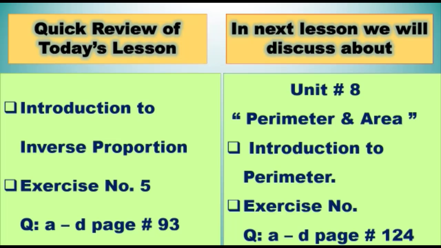Dear students, let's take a quick review of today's lesson. In this lesson, we have done Introduction to Inverse Proportion and have solved exercise number 5, part A till D on book page number 93. In next lesson, we will discuss about unit number 8, Perimeter and Area, Introduction to Perimeter, and will solve exercise number 1, part A till D on book page number 124.